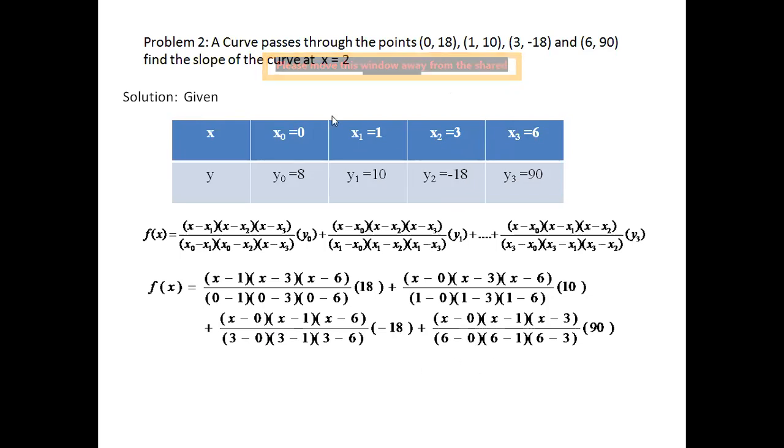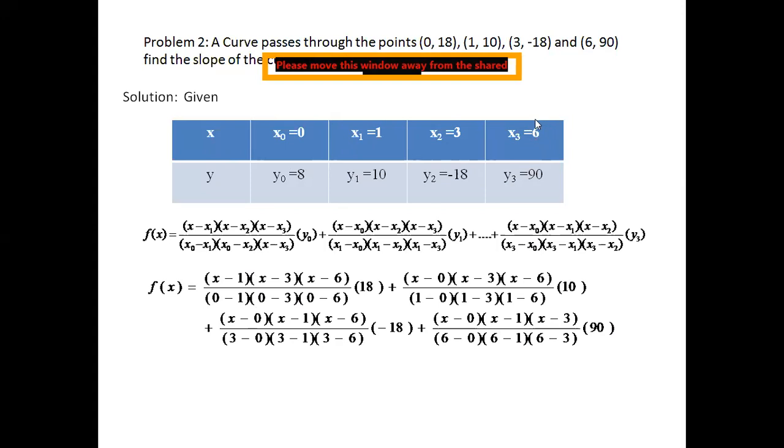And the last term starts like this: x minus 0, x minus 1 into x minus 3. That's the numerator of the last term. For the denominator, the missing number is 6. Start from this: 6 minus 0 into 6 minus 1 into 6 minus 3. Multiply that ratio by 90, that is y3. So this will be the polynomial satisfying this condition.